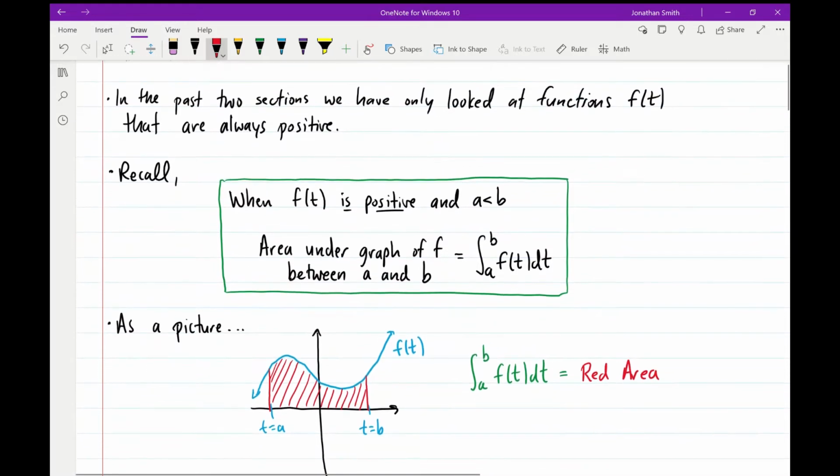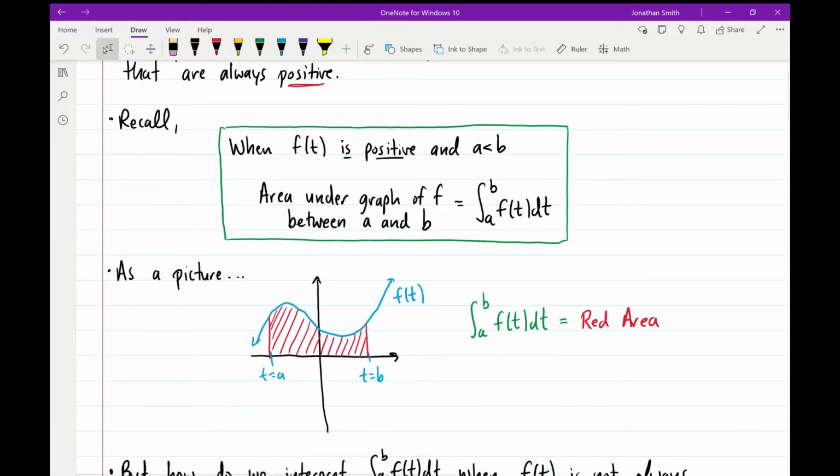So in the past two sections, we've only looked at functions that are always positive over the intervals that we've been looking at. And recall, we have this result about positive functions. So if we have this function f of t, and that function is positive over the entire interval from a to b, then we get to say the following thing about the definite integral. The area that's under the graph of our function f between the points a and b is equal to the definite integral from a to b of f of t dt.